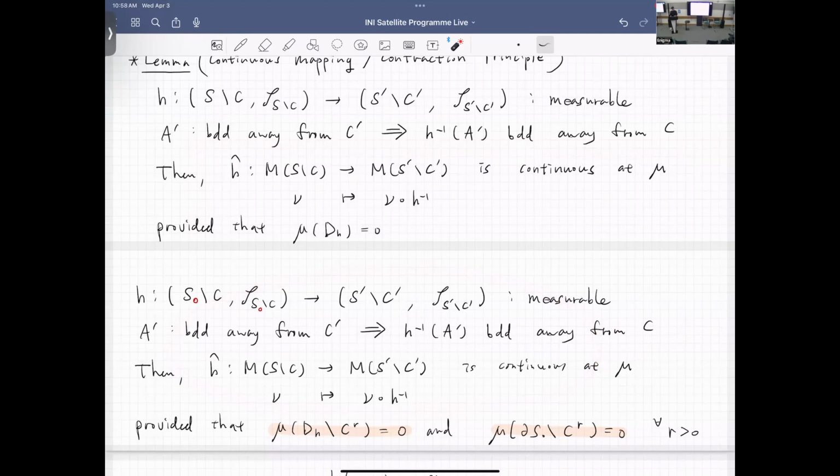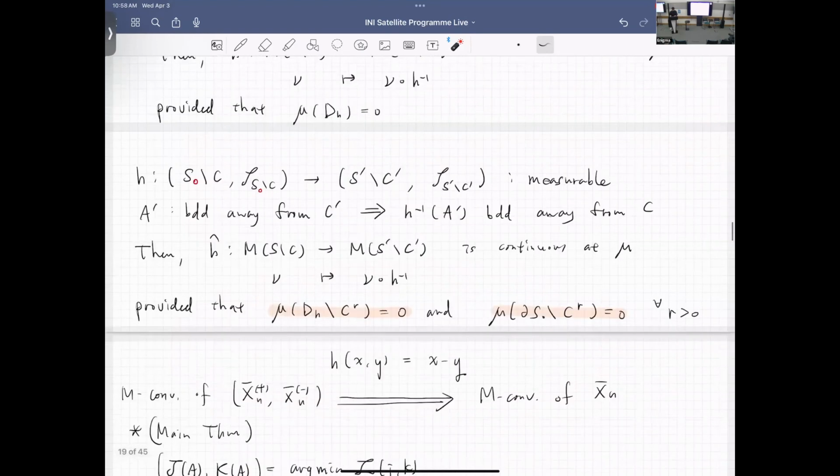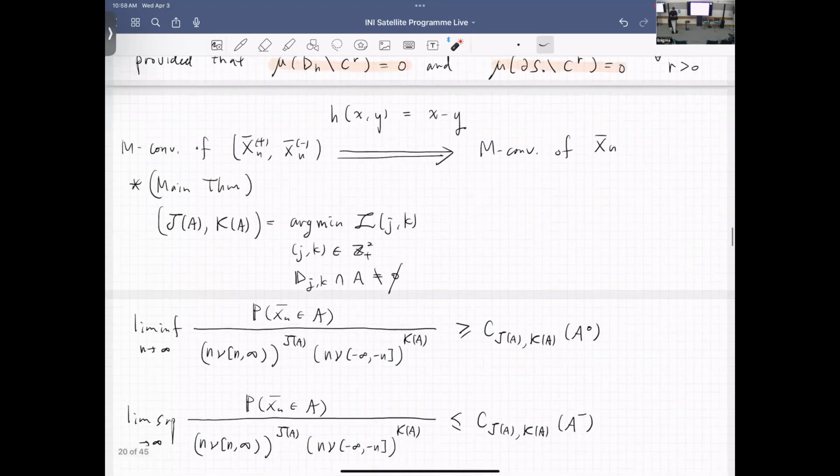Anyway, if you have this thing with the same property holding almost surely, then you have the continuous mapping principle for the M convergence. So we know we have M convergence for this, and this function is a continuous mapping.